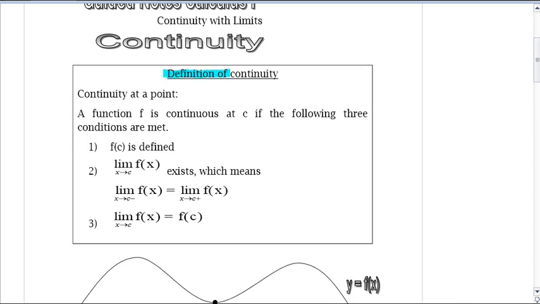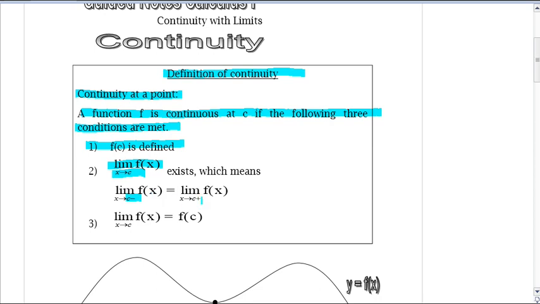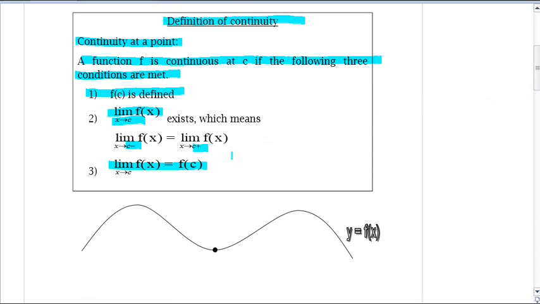Definition of continuity. It's very important that you know these three things. Continuity at a point: a function f is continuous at c, which is on the x-axis, if the following three conditions are met. The first one, f of c is defined. What this means is that you have a height everywhere on your function. Number two, the general limit exists. So basically the limit from the left and the right have the same height. And number three, the limit as x approaches c of f of x equals f of c, so you have a height everywhere that fills in any holes that you might have.